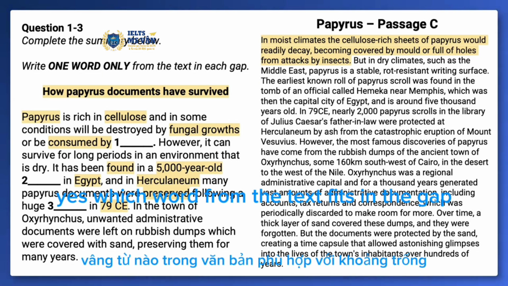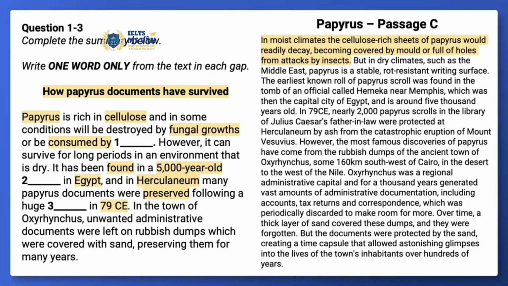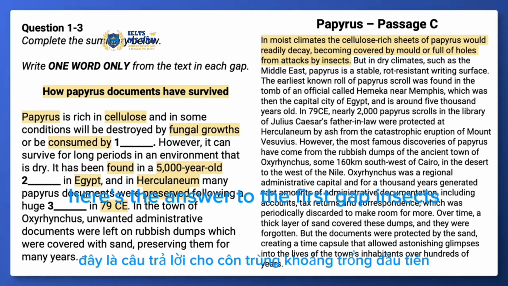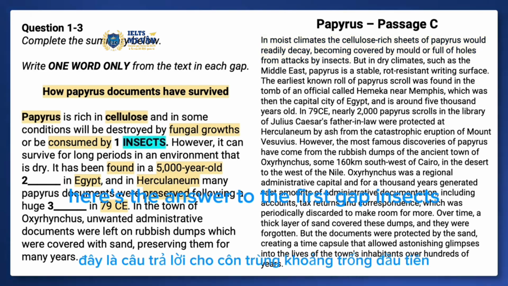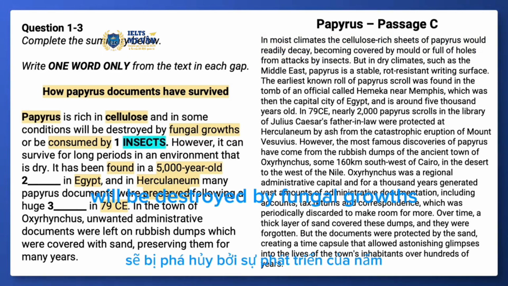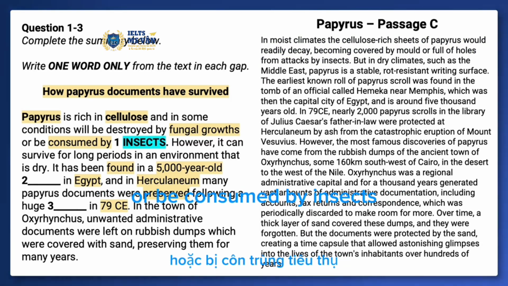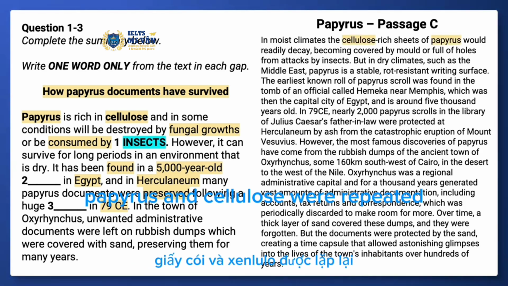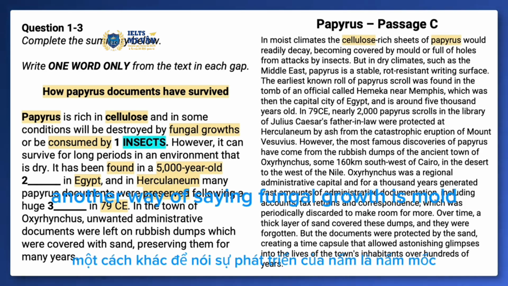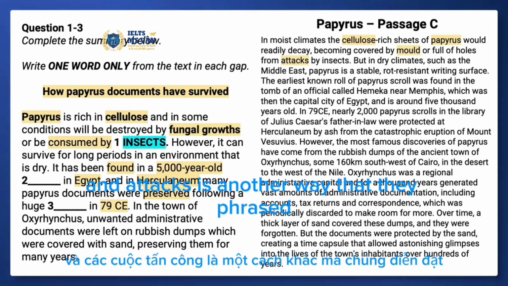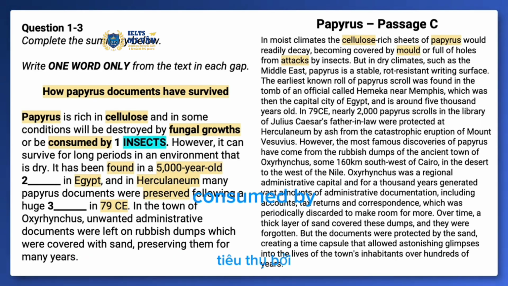Yes. Which word from the text fits in the gap? Use the keywords to guide you now. If you need more time, pause the video. Here's the answer to the first gap. Insects. Papyrus is rich in cellulose and in some conditions will be destroyed by fungal growths or be consumed by insects. We can see that the keywords papyrus and cellulose were repeated. Another way of saying fungal growth is mold, and attacks is another way that they phrased consumed by.